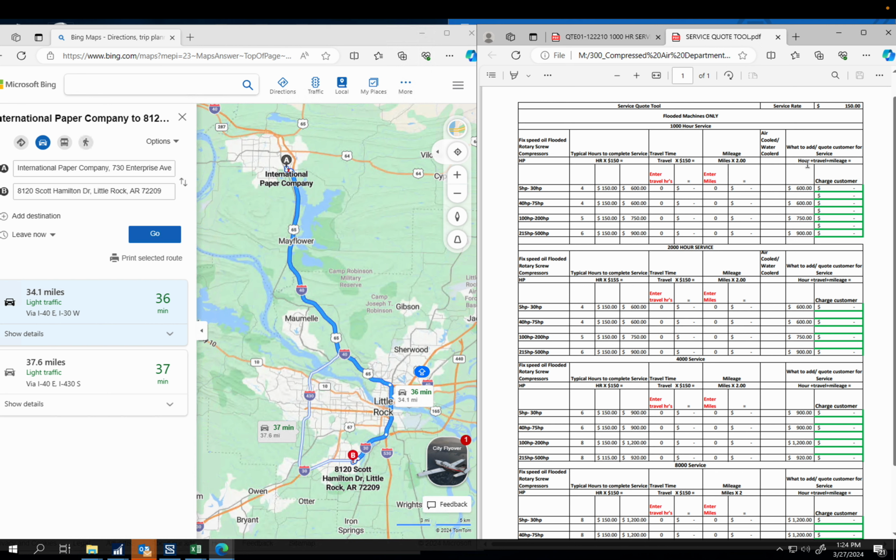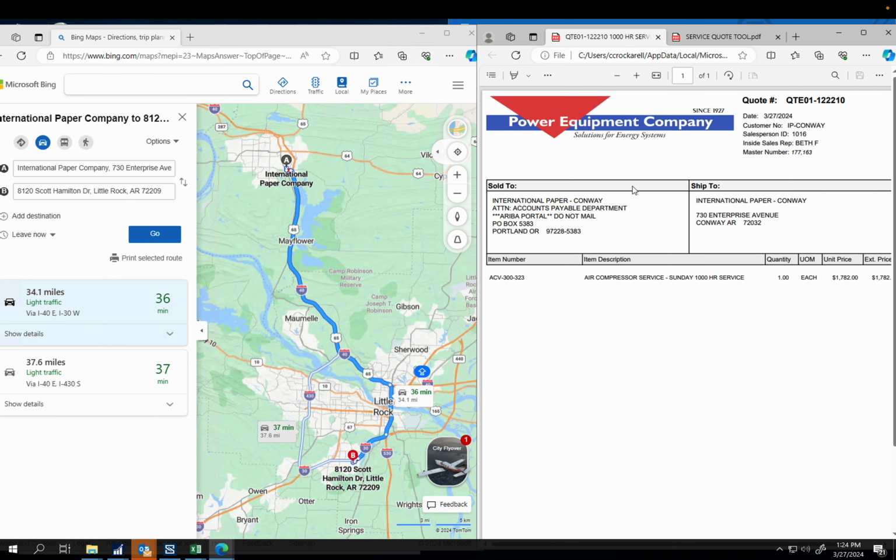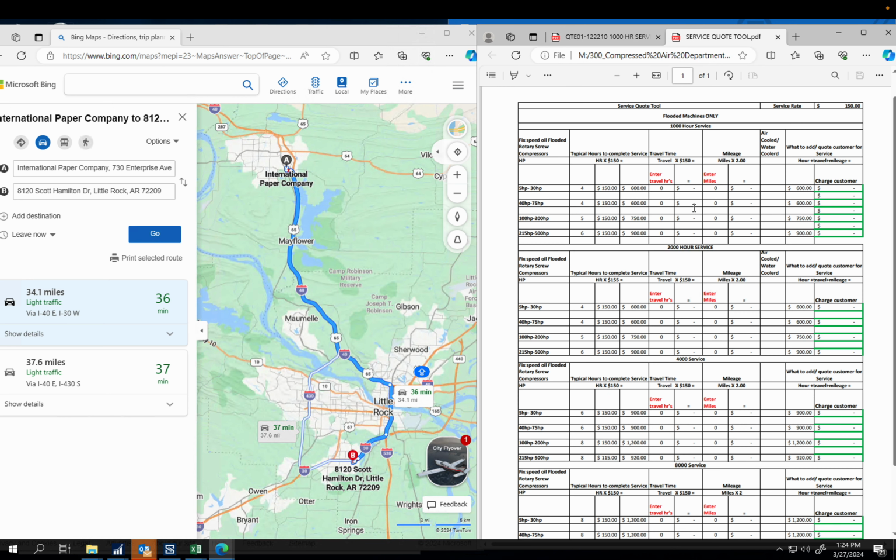So we put together this template to help address what pricing would be for rotary screw air compressors, which is probably about 80% of what we service, as a good rule of thumb. So in this instance, Beth has put together a quote for a 150 horsepower air compressor, and the service is Sunday service, which is double time, and it's 1,000-hour service. We're going to start with this one first, and we will work through it.